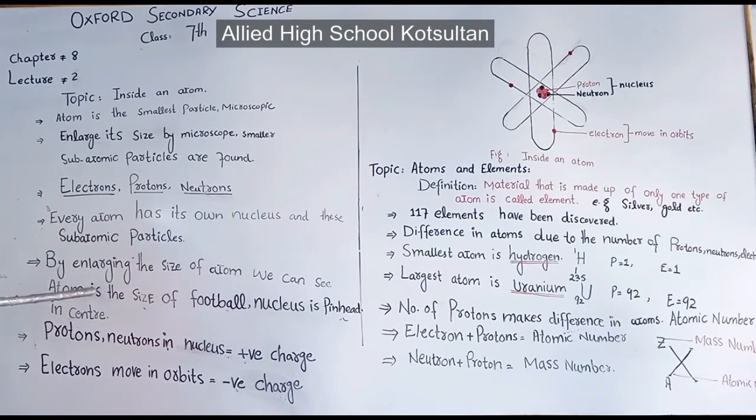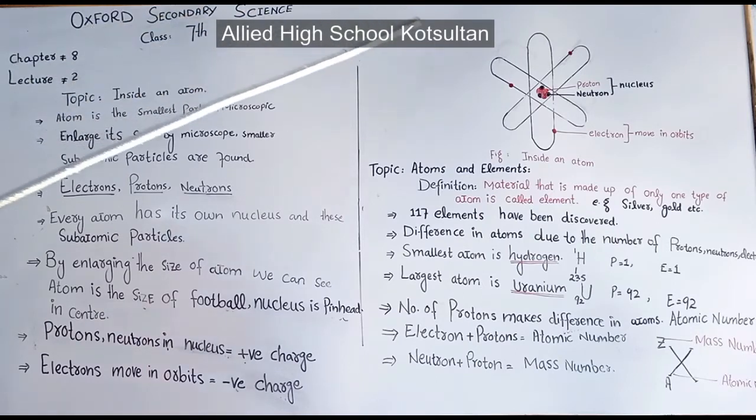When we enlarge the size of an atom with the help of a microscope, we can see that the atom is the size of a football, and the nucleus is present in the center. The nucleus is like a pinhead in the center of that football. The protons and neutrons are present inside the nucleus and have a positive charge, while electrons, which move in orbits, have a negative charge.